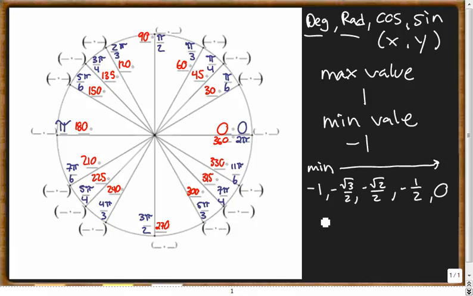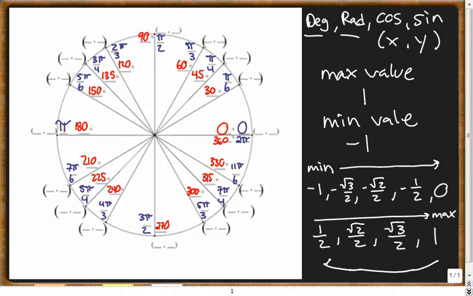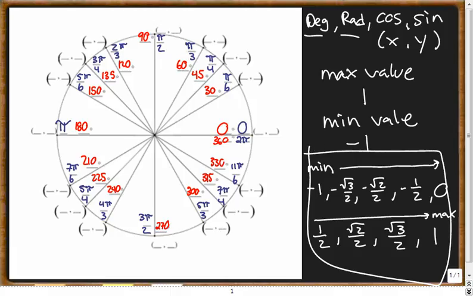And as you keep going along to your max, 0 goes to 1 half, goes to the square root of 2 over 2, goes to the square root of 3 over 2, and then it's going to go to 1. And then as we go from there to there, we then return and go backwards. Right? So you'll see what I mean as we go along, but pay careful attention to this section over here.